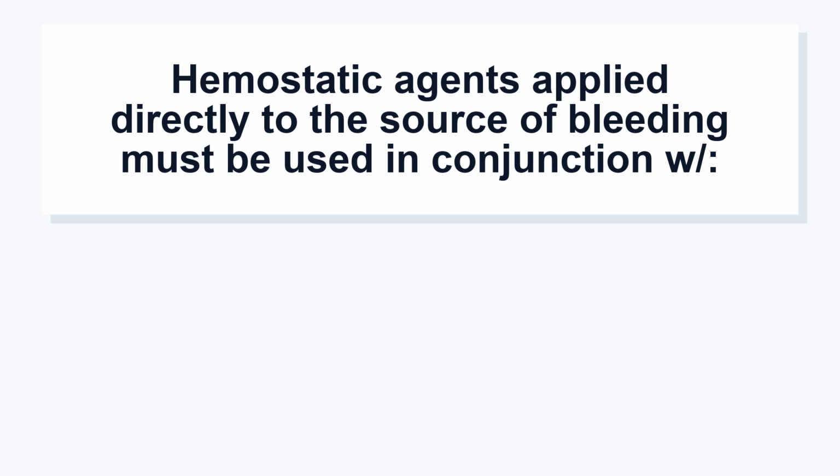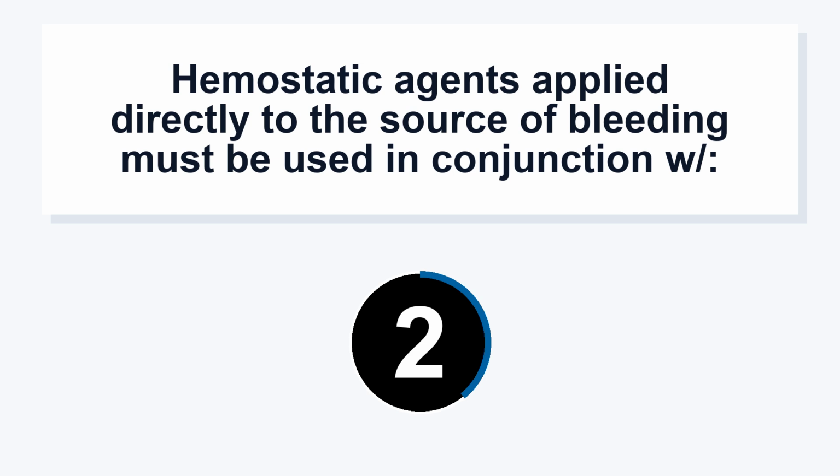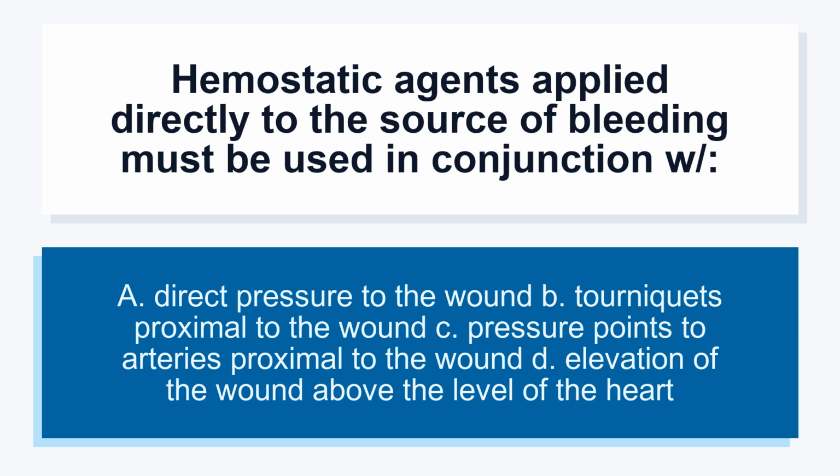Hemostatic agents applied directly to the source of bleeding must be used in conjunction with A. Direct pressure to the wound. B. Tourniquets proximal to the wound. C. Pressure points to arteries proximal to the wound. D. Elevation of the wound above the level of the heart.